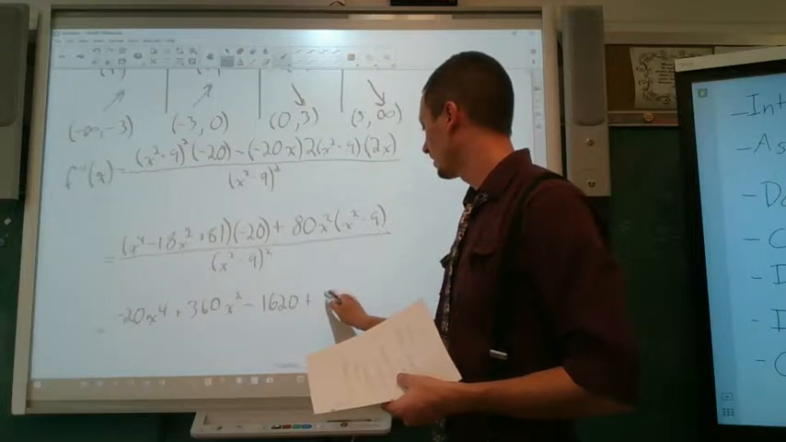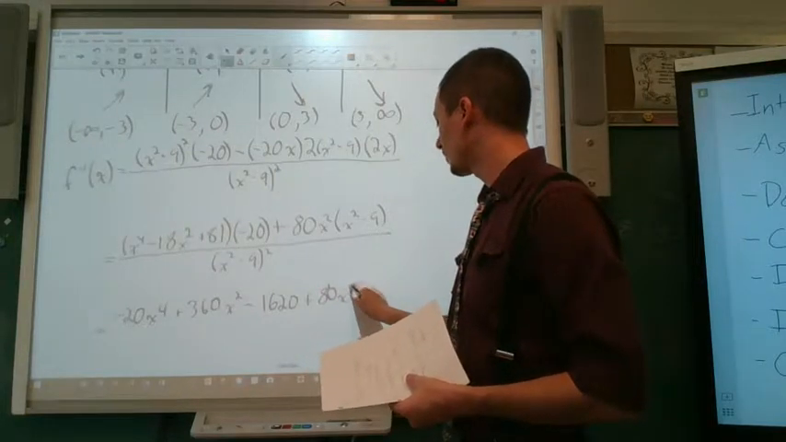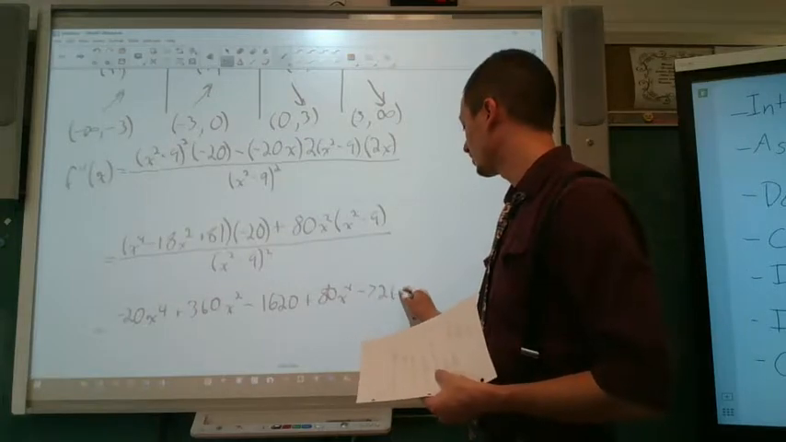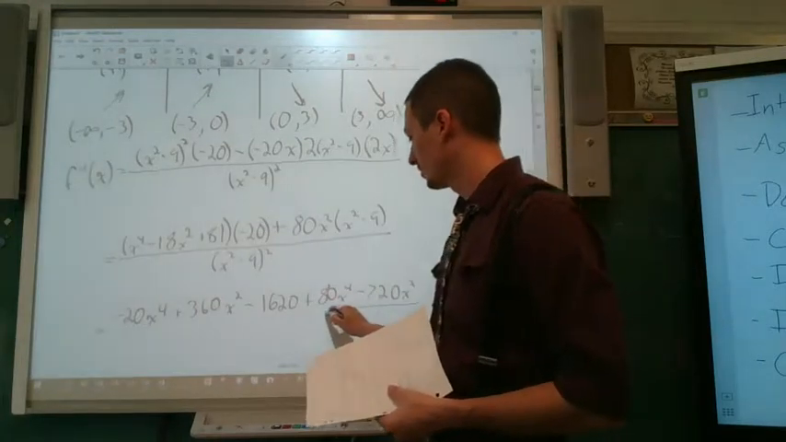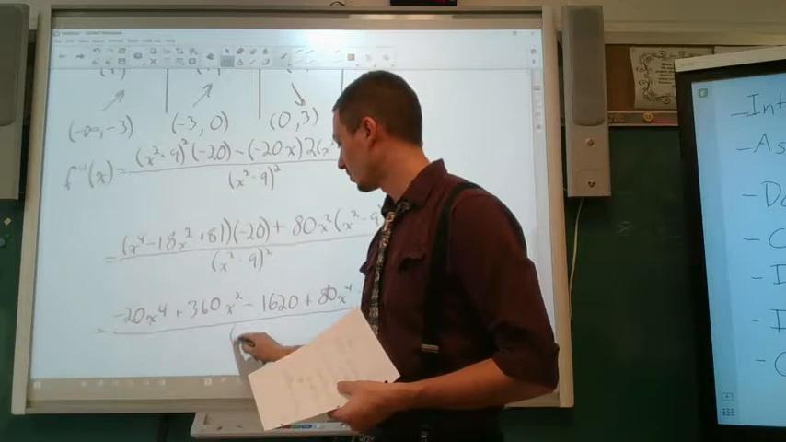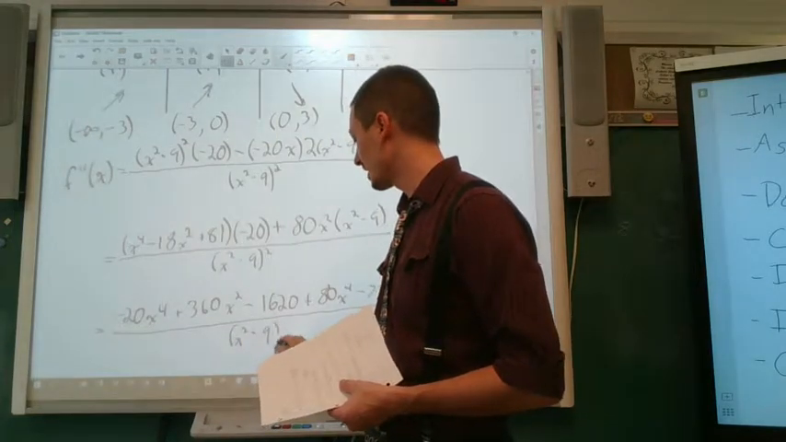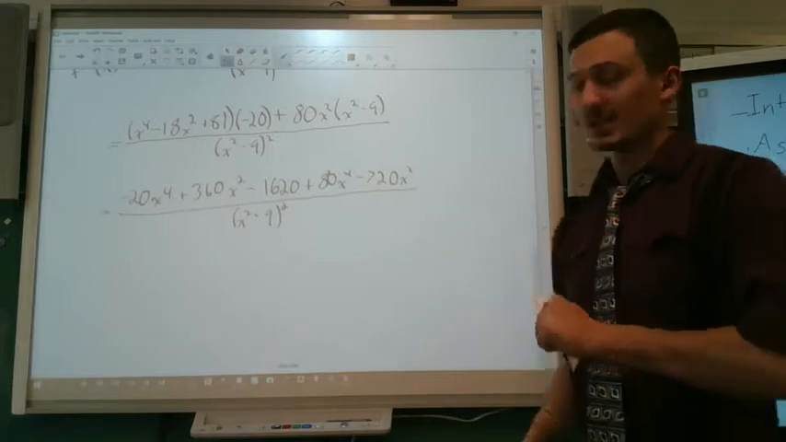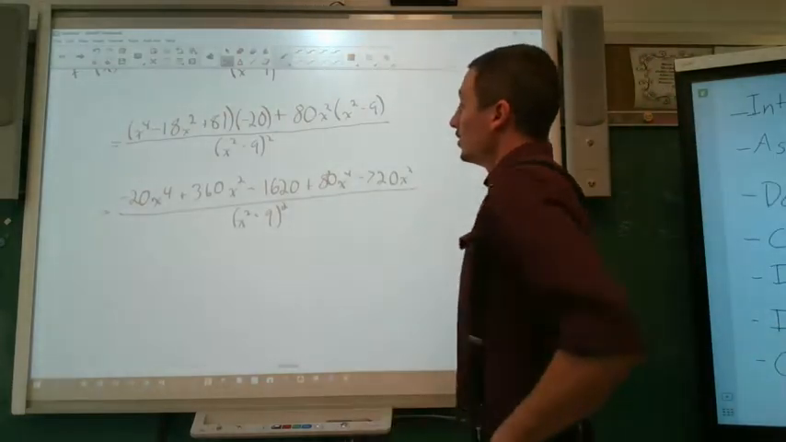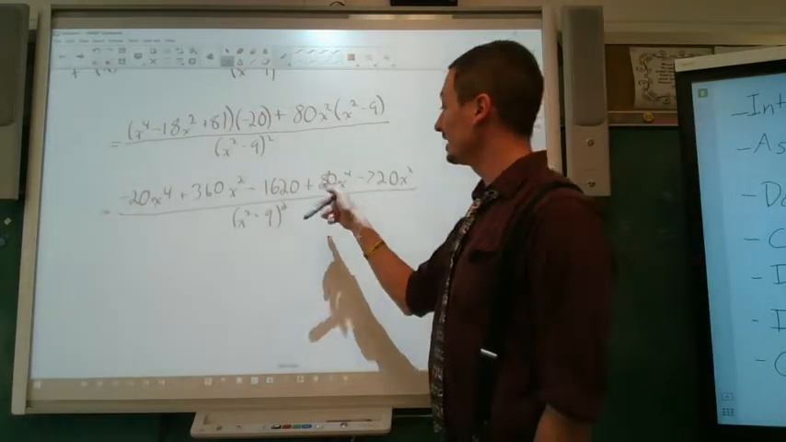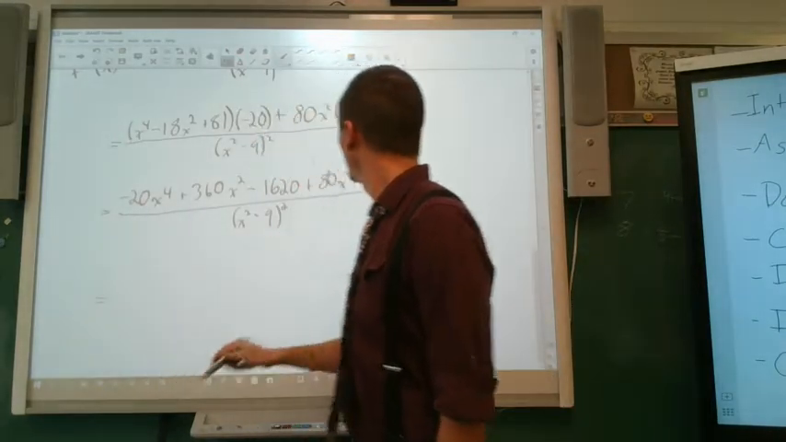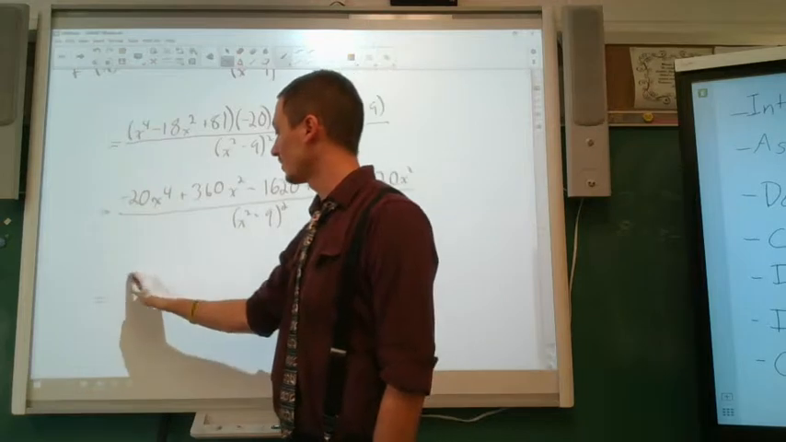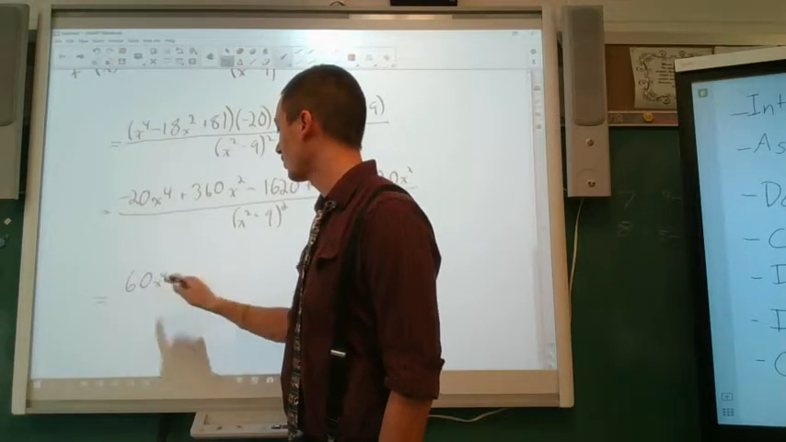Plus 80x to the fourth minus 720x squared. This is all still over x squared minus 9 squared. And this is wrong because I messed up. So combining these, we get 80x to the fourth minus 20x to the fourth is 60x to the fourth.